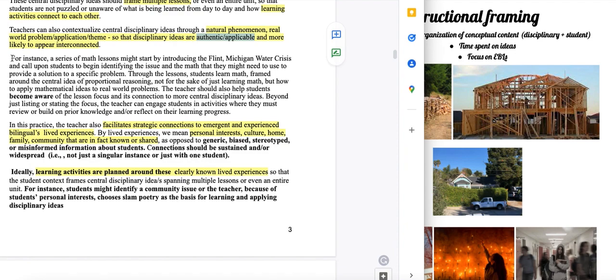So we have an example here. For instance, a series of math lessons might start by introducing the Flint, Michigan water crisis and call upon students to begin identifying the issue and the math that they might need to use to provide a solution to that specific problem. Through the lesson, students learned math framed around the central idea of proportional reasoning, not just for the sake of learning math, but how to apply mathematical ideas to real-world problems.